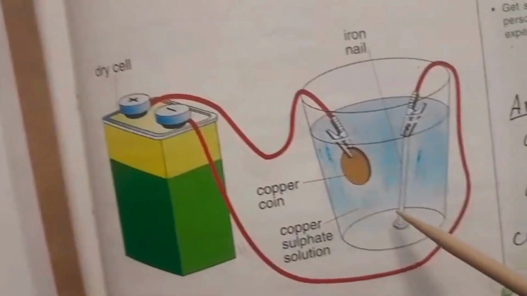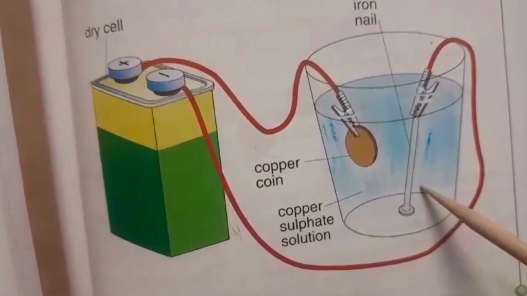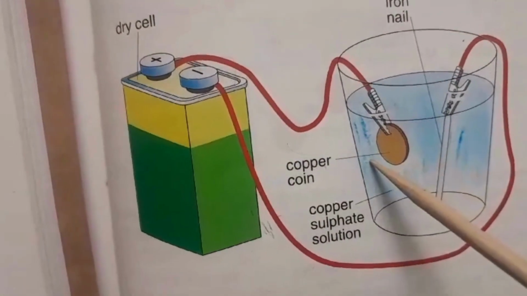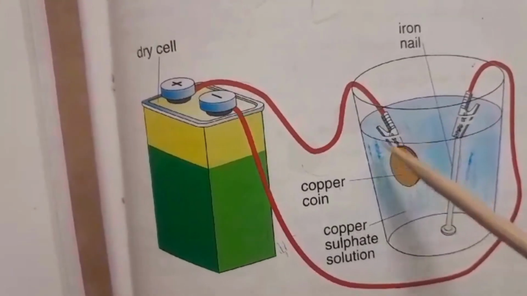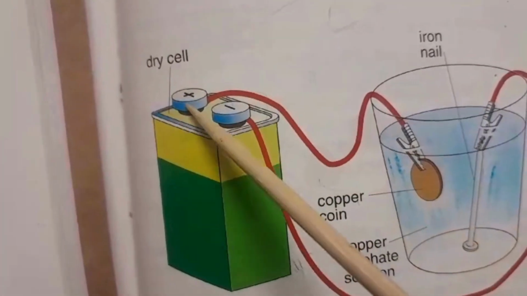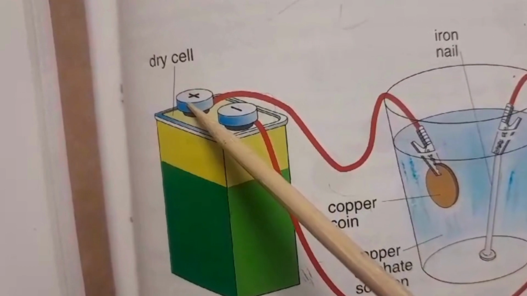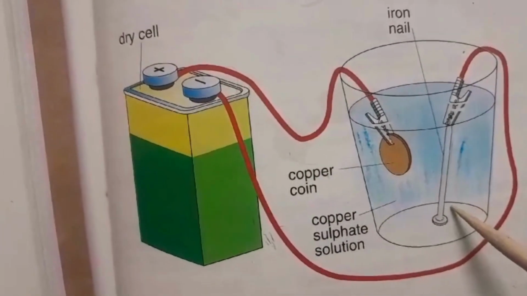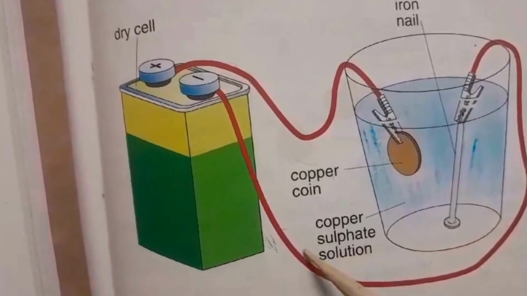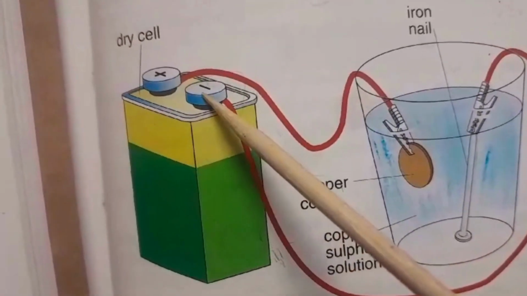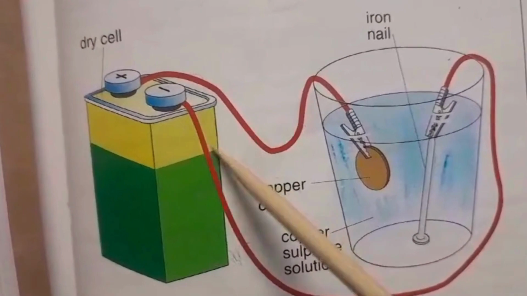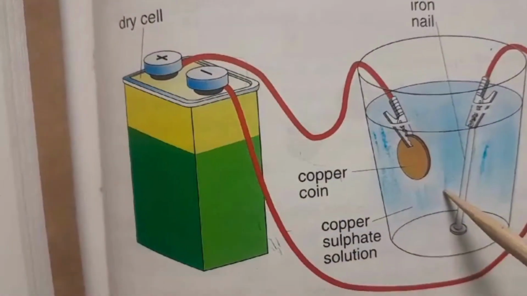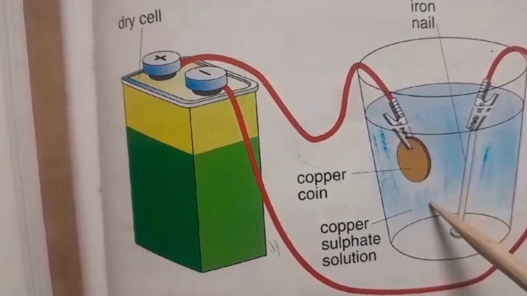Here we have example of coating iron nail with copper. The copper coin acts as a positive electrode and it is connected to the anode, and the iron nail acts as a negative electrode and it is connected to the cathode. The electrolyte is the blue copper sulfate solution.